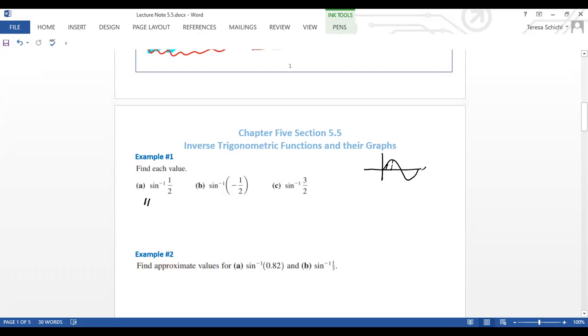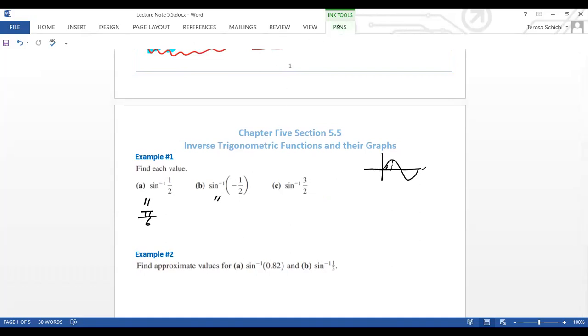Here is the sum, right? So it's pi over what? So this is pi over 6, right? Because it's pi over 6, it will give you 1/2. Okay, so now, what value is going to give you negative 1/2?